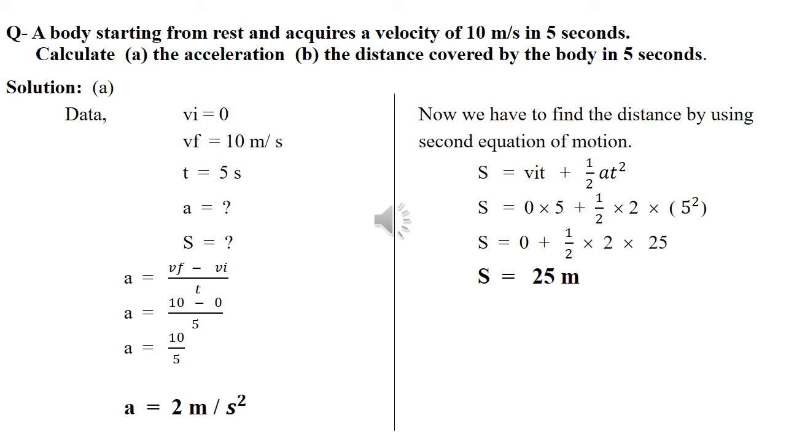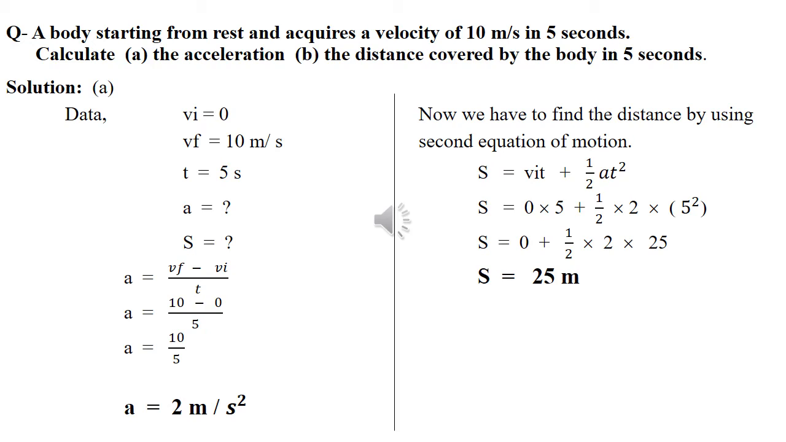In this numerical, a body is starting from rest and acquires a velocity of 10 meter per second in 5 seconds. Calculate the acceleration. And in B section, the distance covered by the body in 5 seconds. In this question, we have to find two things: acceleration and distance covered by body in 5 seconds.